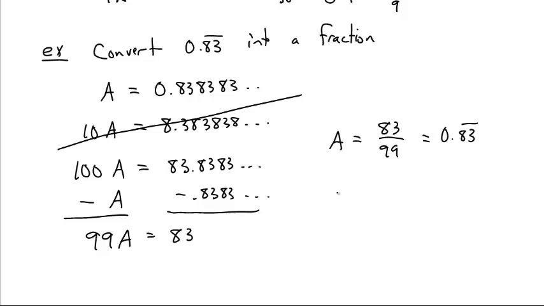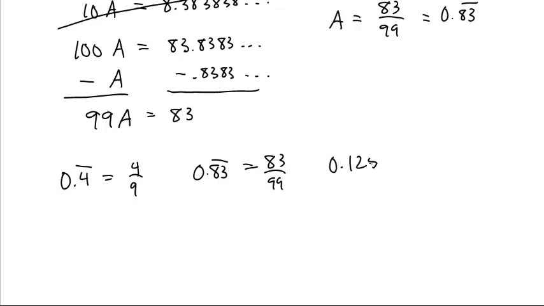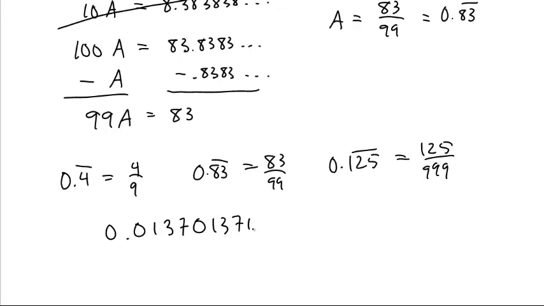And real quick, maybe you notice the pattern, maybe you can figure out the pattern. 0.4 repeating is 4/9, 0.83 repeating is 83/99, 0.125 repeating is going to be 125/999, and 0.0137, 0137, 0137, that sort of thing, is going to be 0137/9999, but we don't usually write the 0 there.